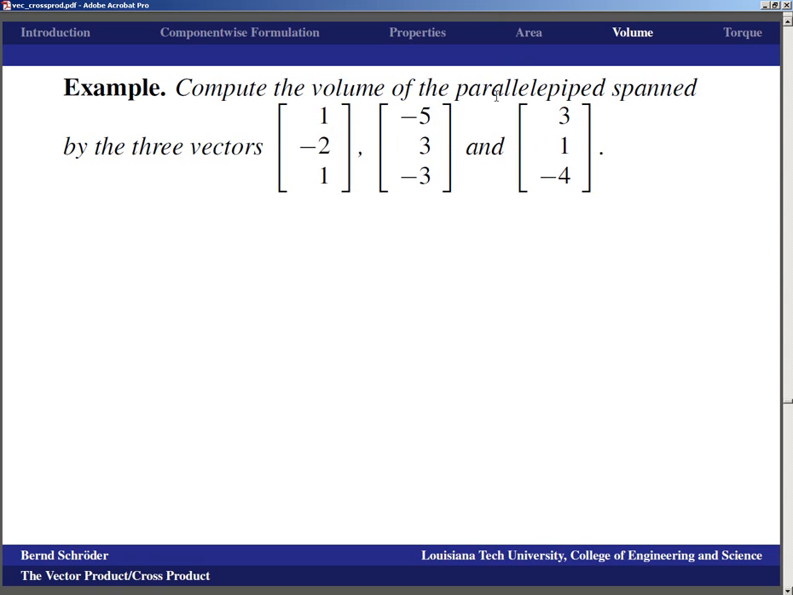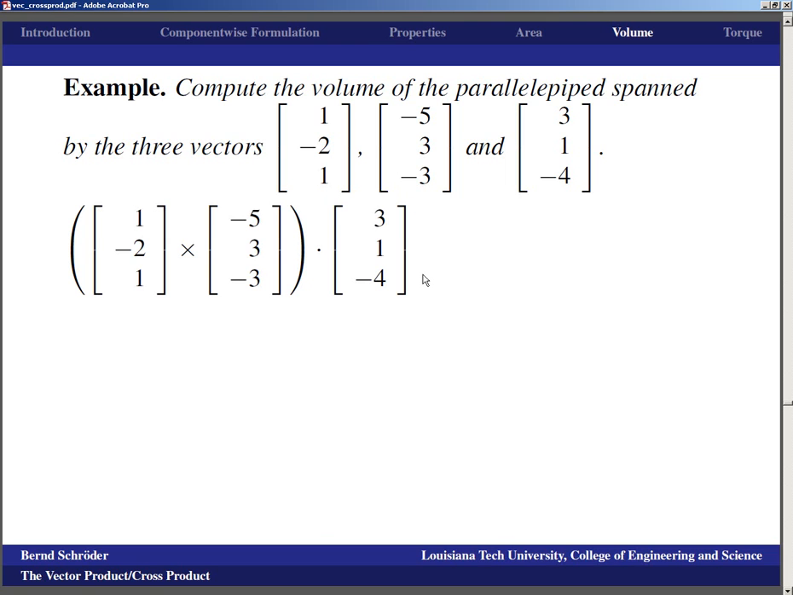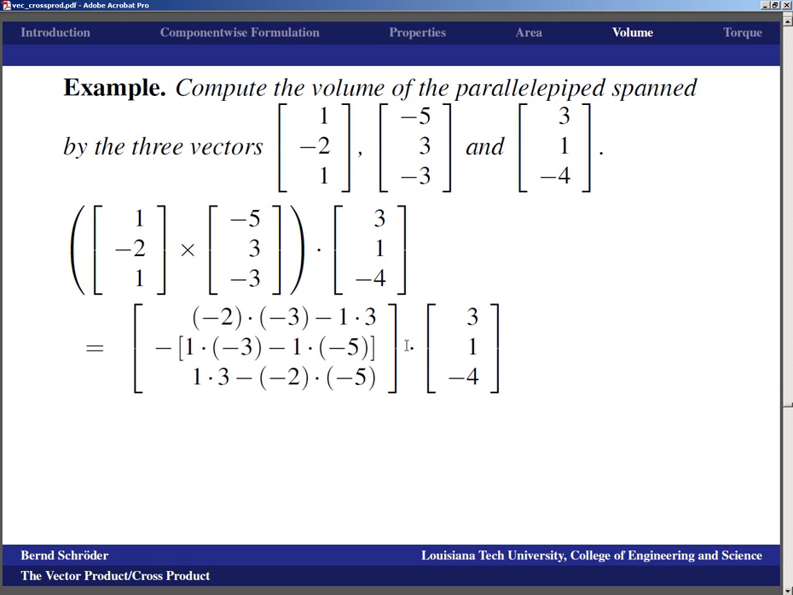Here we actually have a parallelepiped spanned by the three vectors, which means this is one side, this is another side, this is the third side, and it's spanned just like in the first little animation that I showed as I introduced parallelepipeds, and that means for this one we actually use the formula directly. I take (1, -2, 1) cross (5, 3, -3) dot (3, 1, -4), and that'll give me the answer. So what's that going to do?